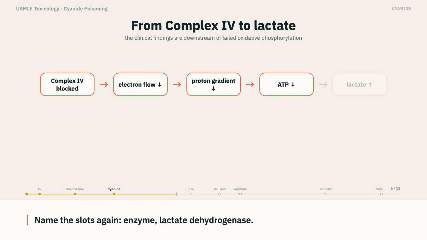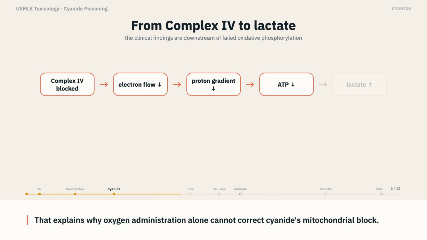Name the slots again. Enzyme, lactate dehydrogenase. Substrate, pyruvate. Product, lactate. The point of that reaction is not the lactate. The point is the recycled NAD+ that lets glycolysis keep running for a while longer. Lactate is the exhaust. That explains why oxygen administration alone cannot correct cyanide's mitochondrial block.